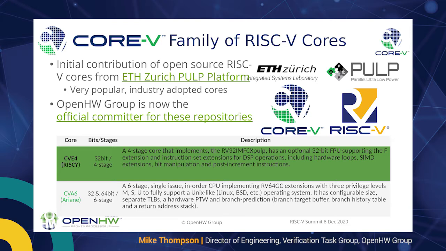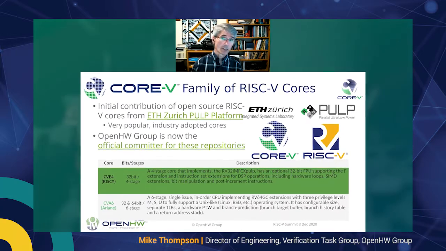These are familiar to a lot of people from the Pulp platform team at ETH Zurich. We've got the RISC-V core and the Ariane core, which we've rebranded CVE4 and CVA6. CVE4 is approaching RTL freeze, and we're looking for people to participate in CVA6.